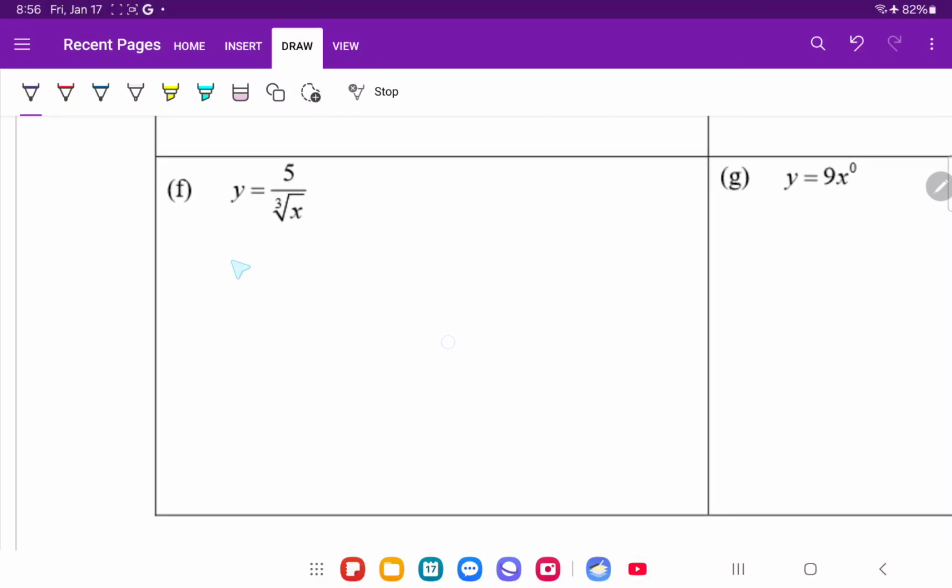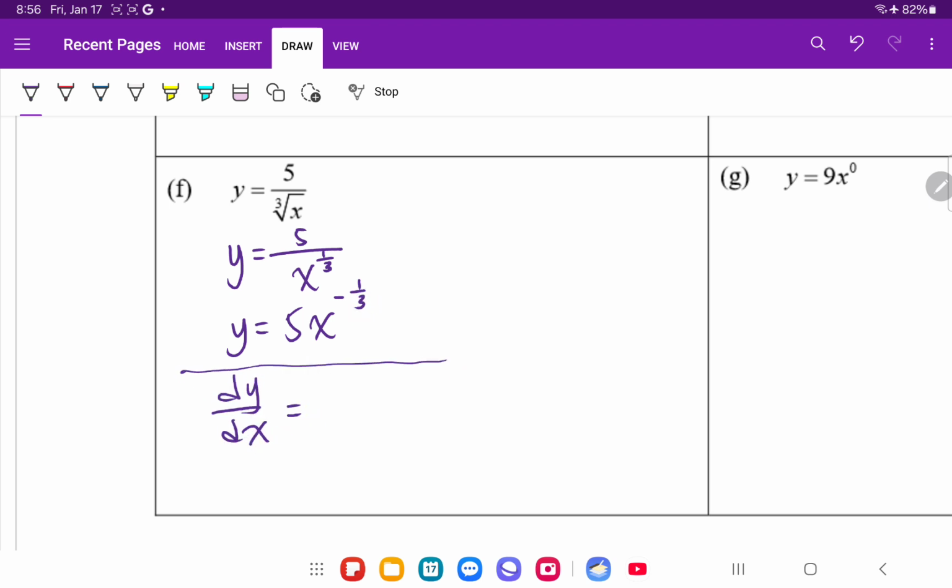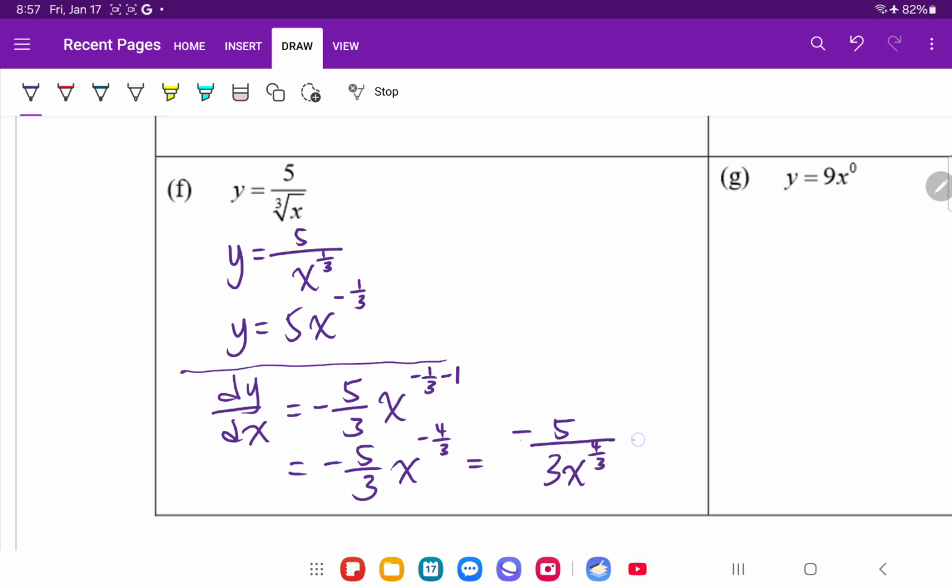This question, y equals 5 over x power 1/3, x to the power -1/3, and now I begin the differentiation. dy dx equals, the power comes down, multiply, that gives you a -5/3, and then the power subtract 1. Which can be written as -5 on top, 3x power 4/3, and you can write it some more as -5 on top, 3, and then a cube root of x power 4.